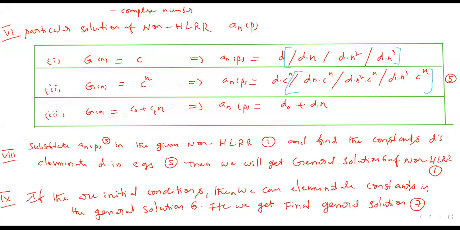In the last, 9th step, if there are initial conditions, then we can eliminate the constants in the general solution of 6. The general solution of 6, I already told you, is equation 6. Then we will get the final general solution, that is equation 7. These are the steps, and I will explain them by example.